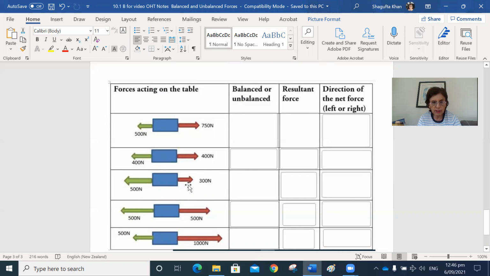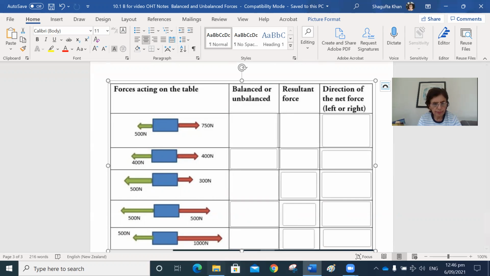Now in this one, this force is larger than the 300 Newton force, so forces are obviously unbalanced, and the resultant force will be the difference, so that will be 200 Newton, and the direction is to the left. We don't know what direction the object was moving, so we cannot comment, but obviously the object will be either accelerating or decelerating. Now here, equal forces, so they're balanced, zero net force, and the object will be either stationary or moving at a constant speed.